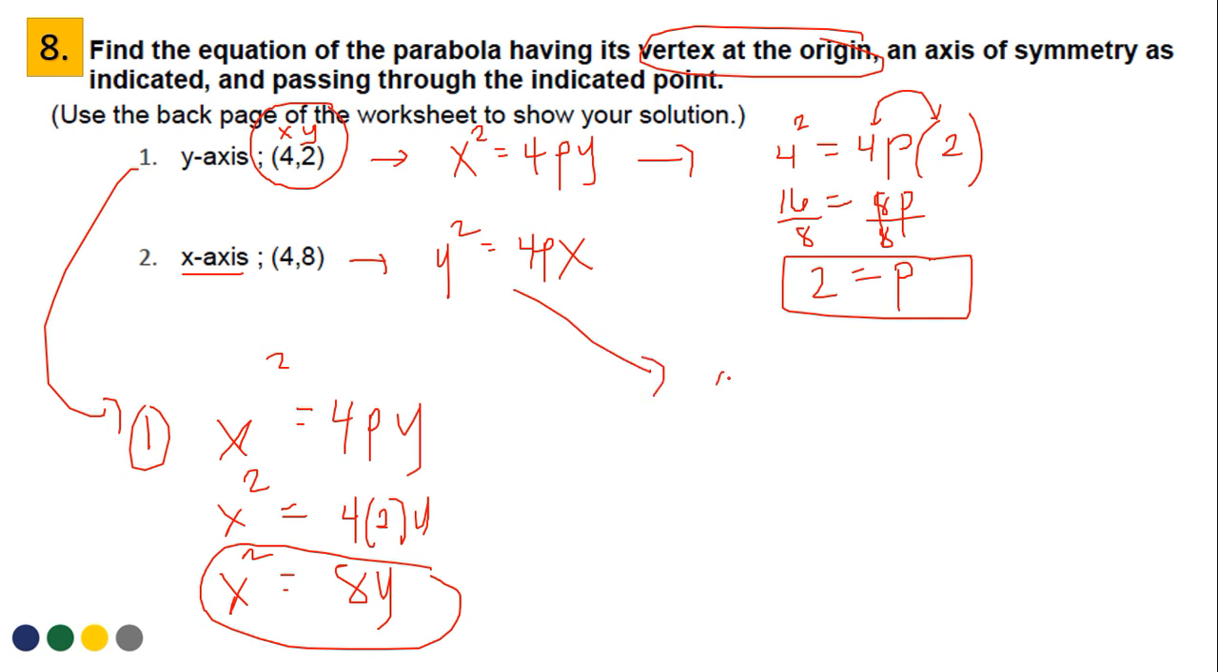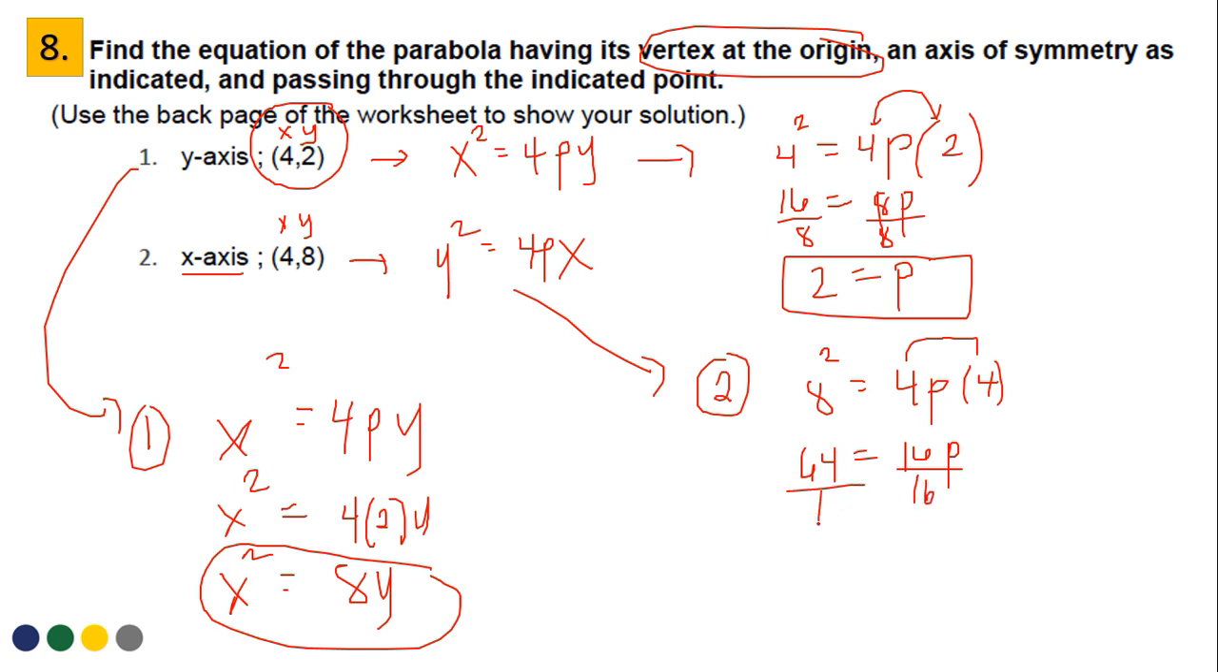Now next, let's move on to number 2. In number 2, what is the value of x? 4. What is the value of y? 8. Now we're going to substitute the following data. We have 8 squared is equal to 4P, what is the value of x? 4. Now, what is 8 squared? 64. And what is 4 times 4? 16P. And divide both sides again by 16. And what is 64 divided by 16? 4. And our P here is 4.